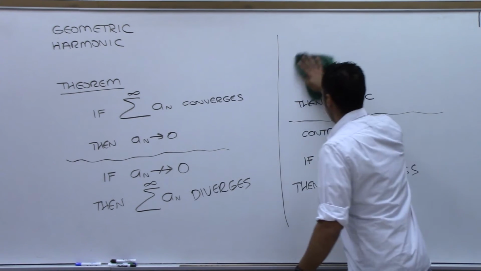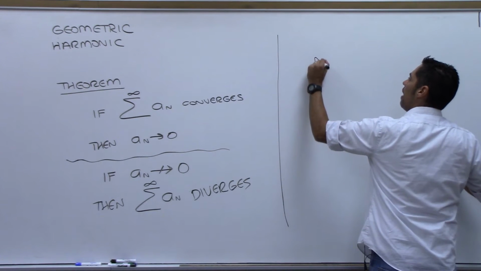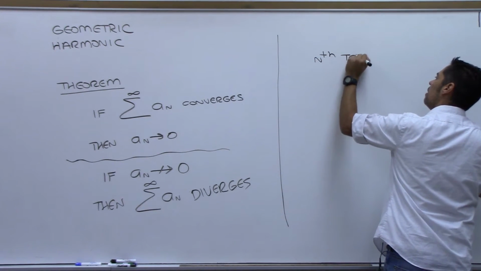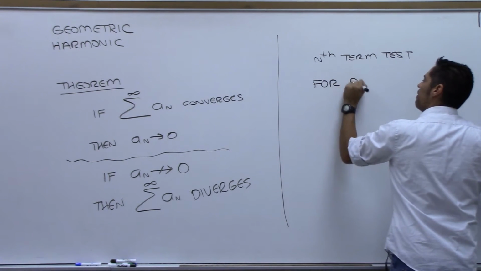And this right here, everyone, is called the nth term test for divergence.